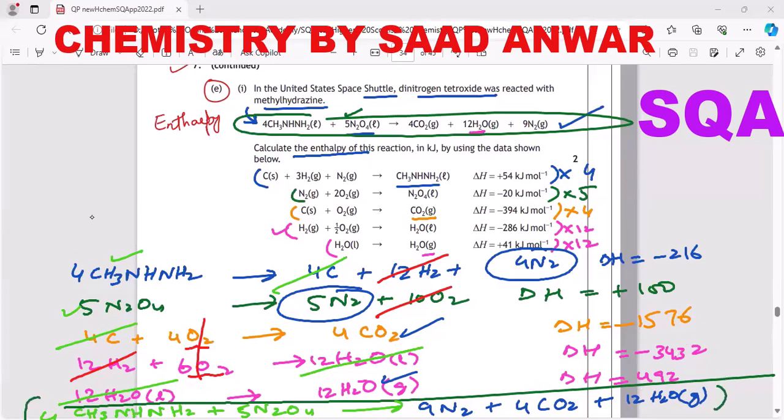And now you just need to add all of these numbers. So guys, when you add all of these numbers, you will get an answer, and your answer, the enthalpy, equals minus 4632 kilojoules. So this is how I solve this question.